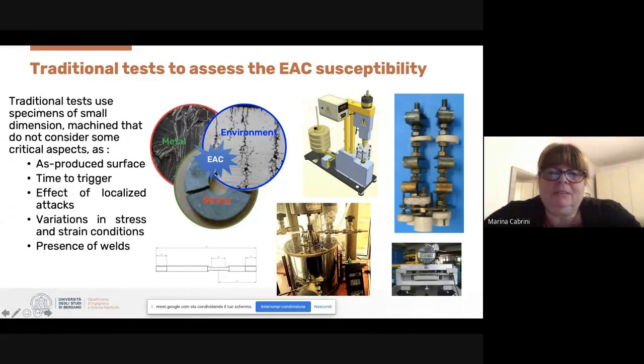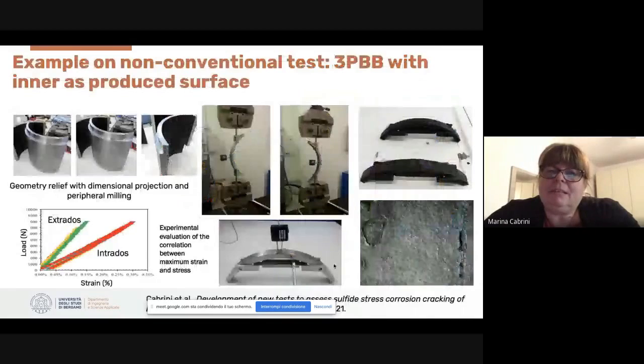or for example in this picture, this is an autoclave high pressure test using slow strain rate, but the effect of localized attacks or the variation in stress and strain conditions is not always considered, and it's difficult to study the presence of welds in the steels. Now we can see some examples.